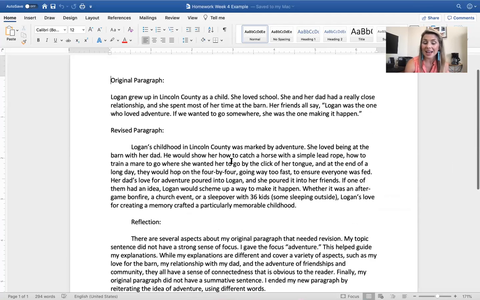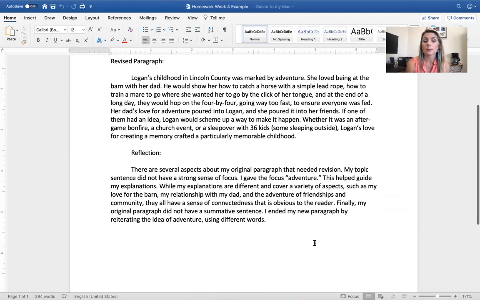I used these as examples, but then for my reflection component, I put there are several aspects about my original paragraph that needed revision. My topic sentence did not have a strong focus. I gave the focus adventure. This helped guide my explanations. And while the explanations are different and cover a variety of aspects, such as my love for the barn, my relationship with my dad, and the adventure of friendships and community, they all have a sense of connectedness that is obvious to the reader. Finally, my original paragraph did not have a summative sentence, and I ended my new paragraph by reiterating the idea of adventure using different words.